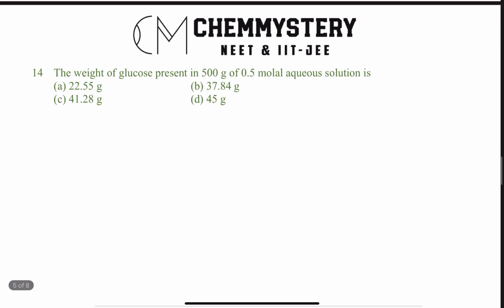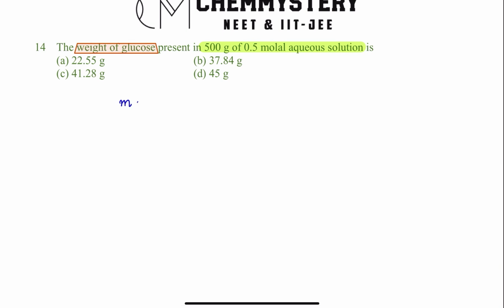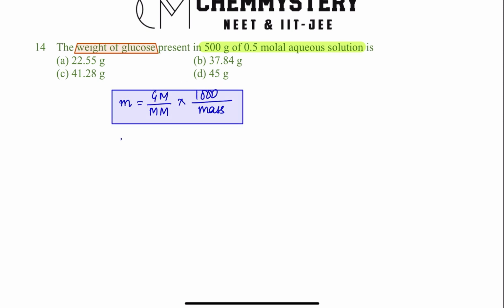Fine. The next one. The weight of glucose present in... So you have to find the weight of glucose. What is given to you? Present in 500 gram of 0.5 molal aqueous solution. The mass of the aqueous solution is given, 500 gram, and the molality of the aqueous solution is given, 0.5. We know that molality is equal to given mass of the solute divided by molecular mass of the solute into 1000 divided by mass of the solvent. Now molality is given, 0.5 molal.